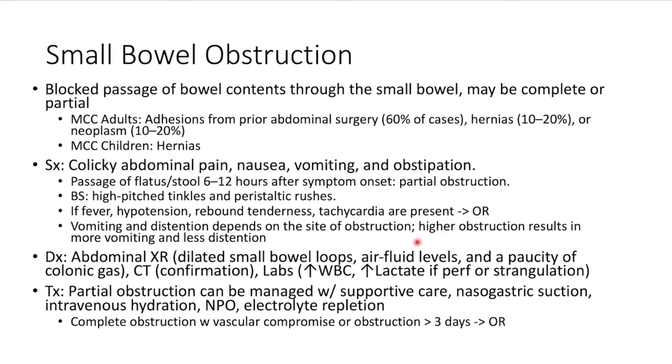We're going to have to go to the OR because we now have bacteria and just all that feculent material open to the abdomen and causing problems. So we definitely don't want that. In terms of the site of obstruction, the vomiting and distension are going to give you a clue in terms of how high along the GI tract this obstruction is. So if the obstruction is relatively high in the GI tract, we're going to see more vomiting. Compared to lower in the GI tract where we would see more distension.